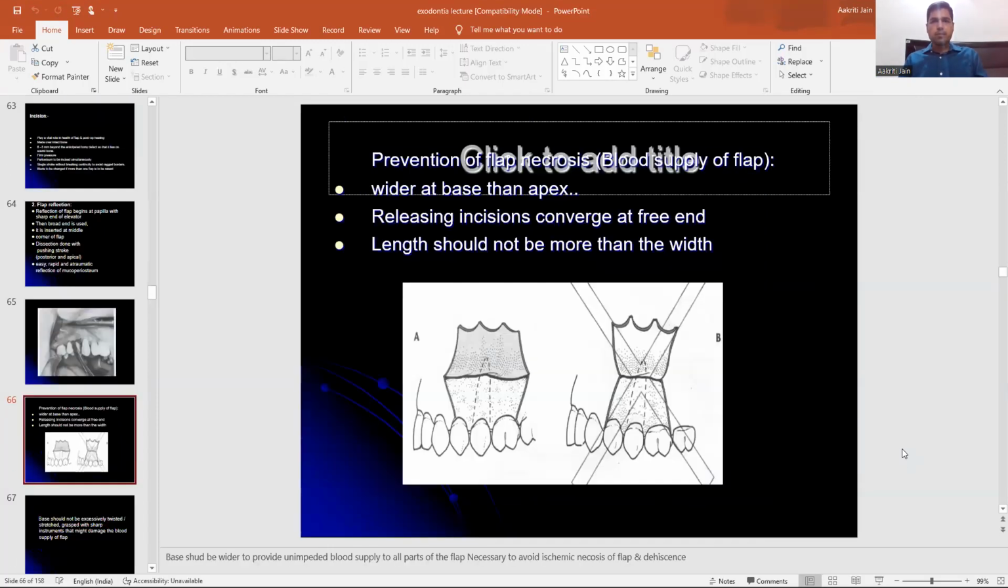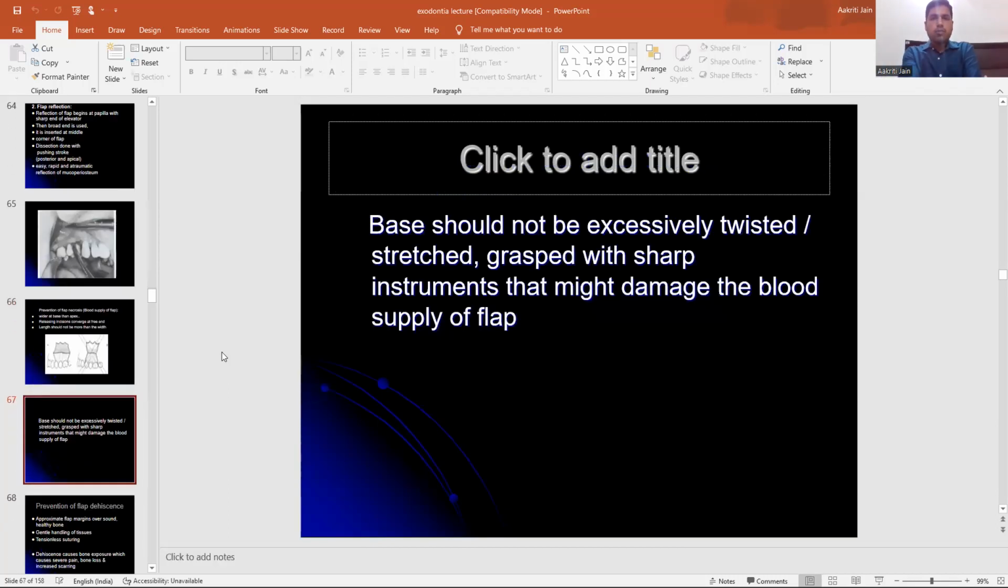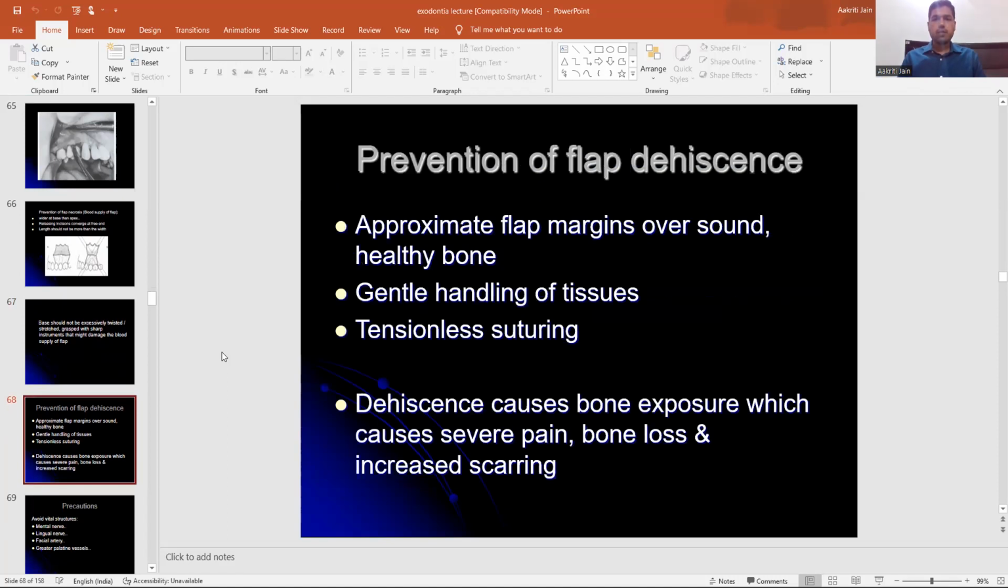Prevention of flap necrosis, which depends on the blood supply of the flap. The flap should be wider at the base than the apex. Releasing incisions converge at the free end. Length should not be more than the width. Like this, the base should be wider so that proper blood supply is intact, not a narrower base. The base should not be excessively twisted, stretched, or grasped with a sharp instrument that might damage the blood supply of the flap in the future.